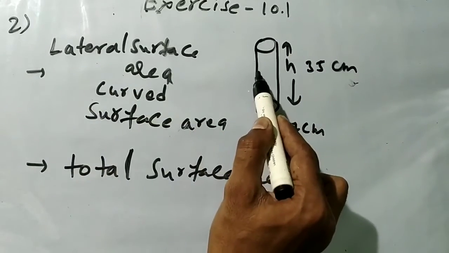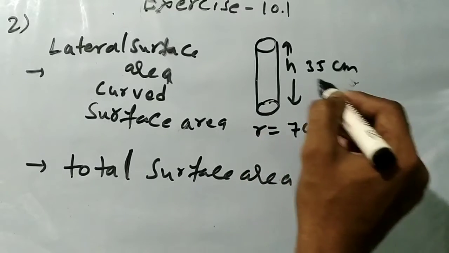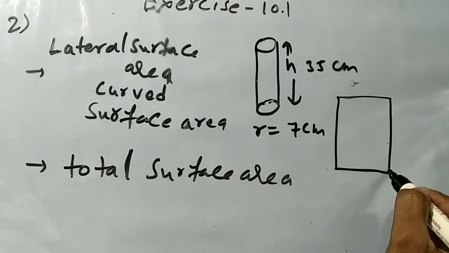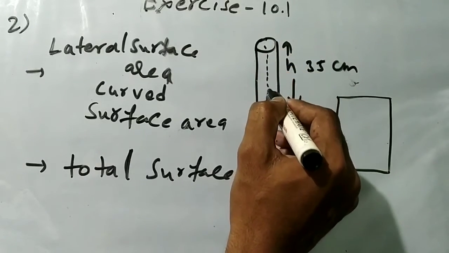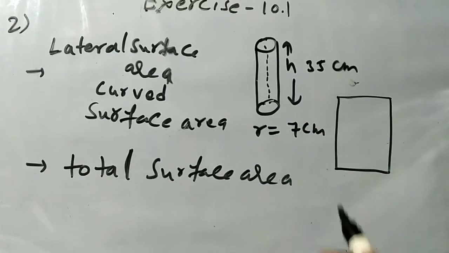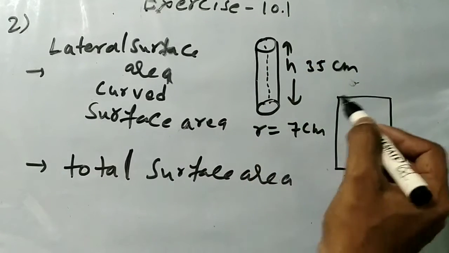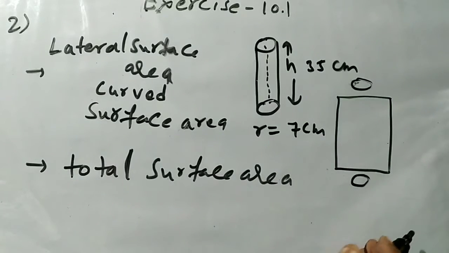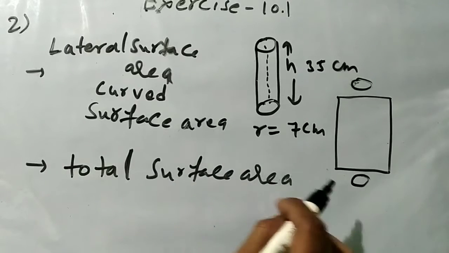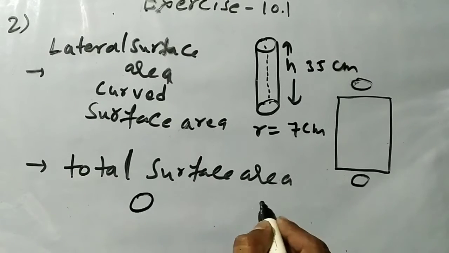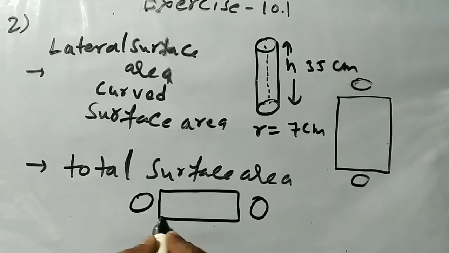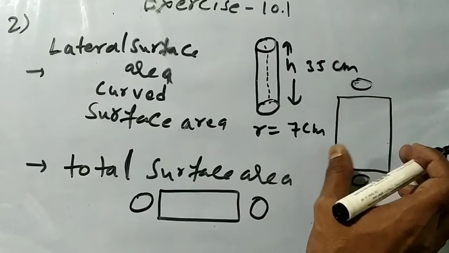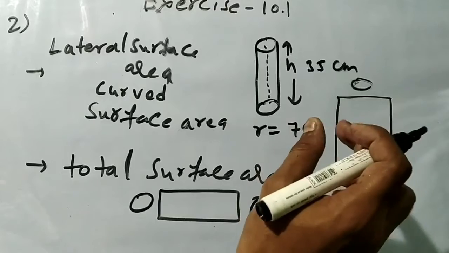Lateral is nothing but side, only the side surface. If you cut the cylinder in this way and open it, you will get a paper like this. It does not cover the upper part surface of the caps. Whereas total surface area includes the caps also, that is circular plus circular, and the curved surface area also, that is total surface area. We need to calculate total surface area because the caps are also made up of paper, which are included in the cylinder.